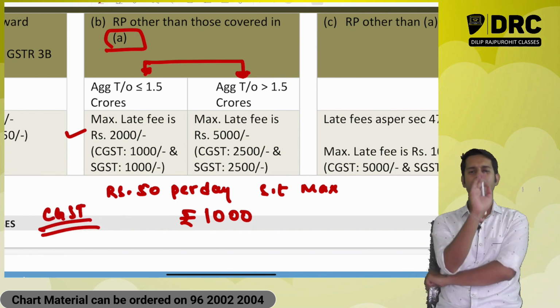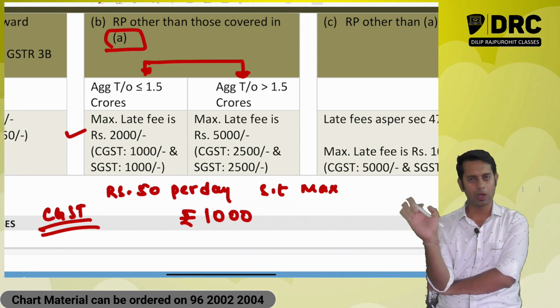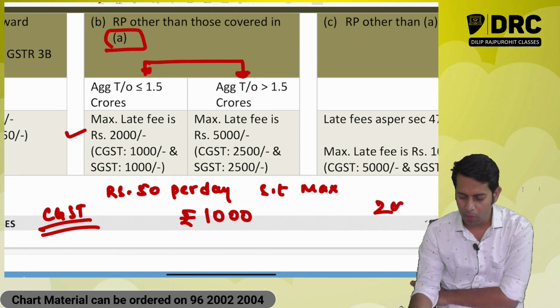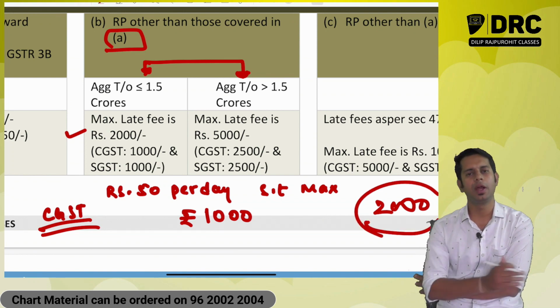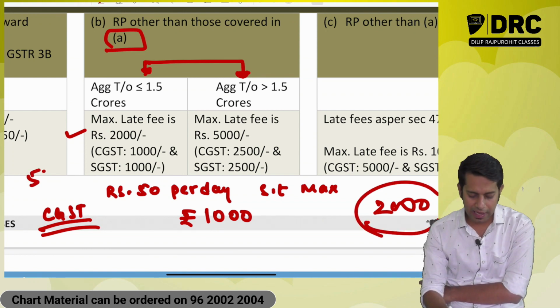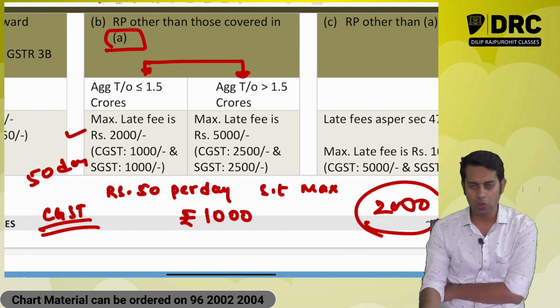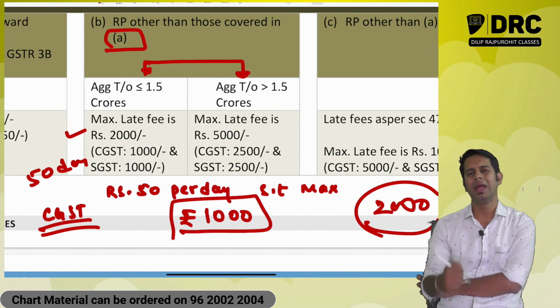Rupees 50 per day, subject to a maximum of rupees 1,000. Same provisions are there under SGST law also. So maximum how much they can collect? Sir, if I have done a delay for 50 days, will it be 50 into 50, that is 2,500, or it will be 1,000 rupees only? It will be 1,000 rupees only.